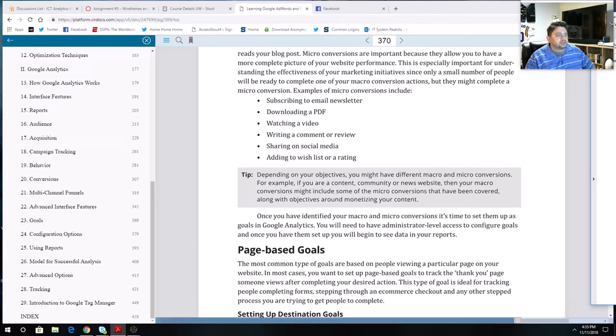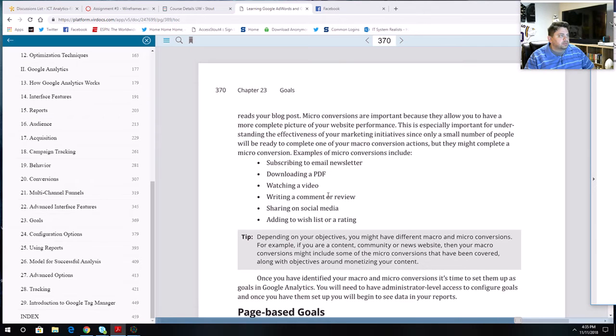For discussion this week, one thing that I was looking at quite a bit was chapter 23 in the text, as far as goals and micro conversions. It gives some of those examples in the book: subscribing to an email newsletter, downloading a PDF, watching a video, writing a comment or review, things like that.